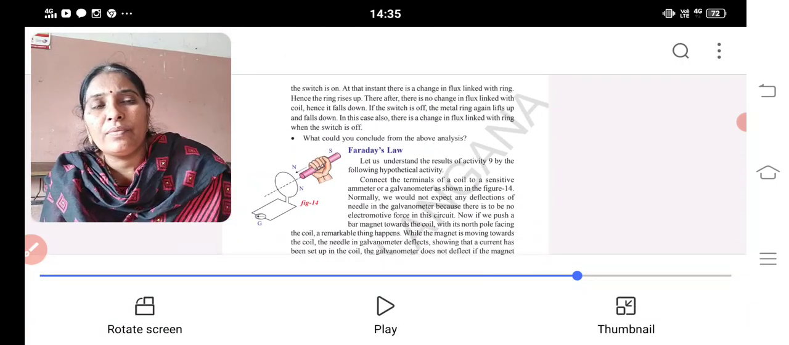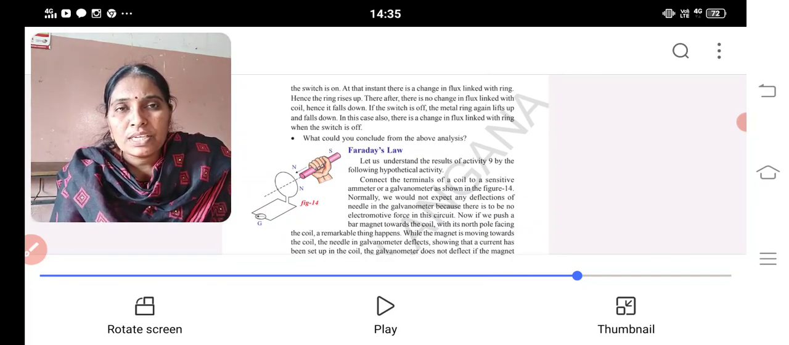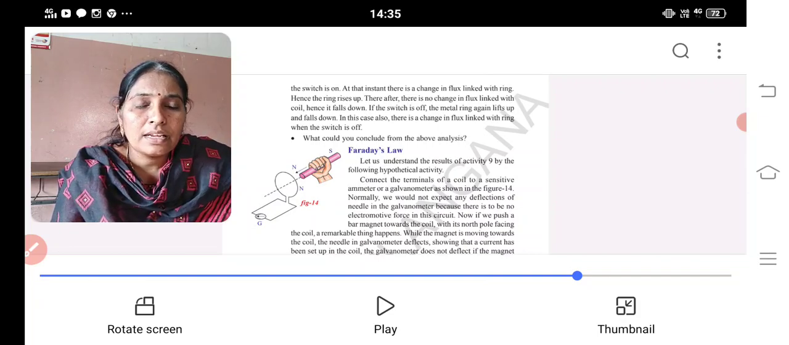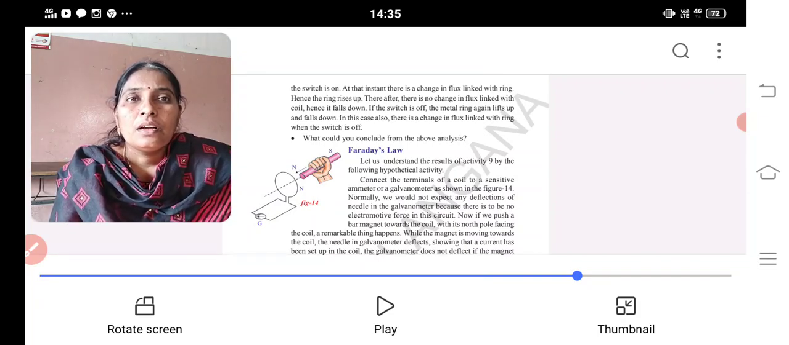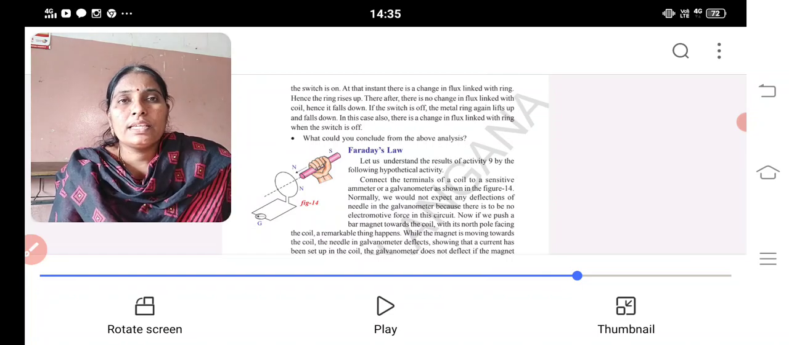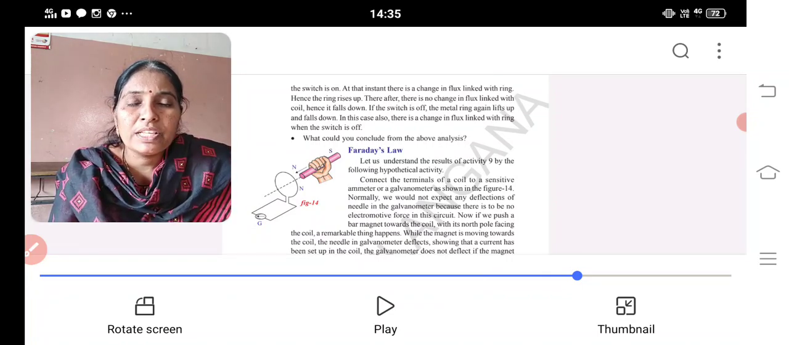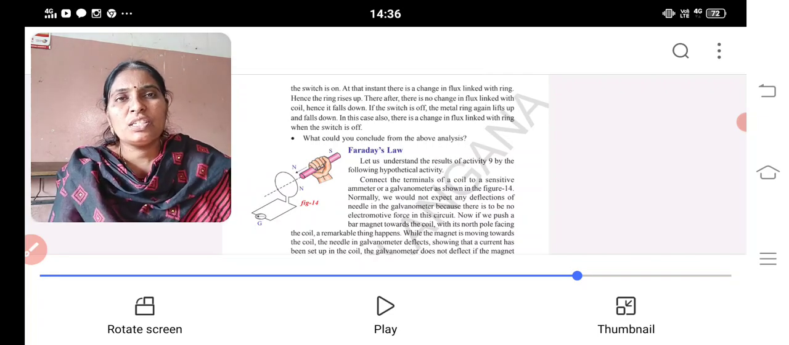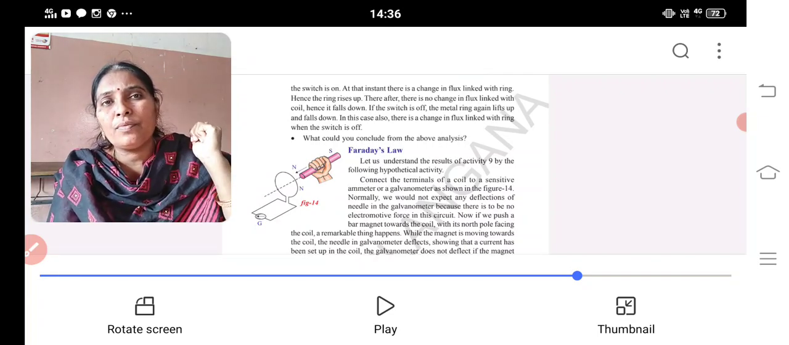I said no, just by Faraday's law. This is a galvanometer and a coil. Two ends of the coil are connected to a galvanometer. In his hand, what is there? A bar magnet. By changing the bar magnet's flux, how will the magnetic flux change? Just bringing it close to the coil and moving it away.